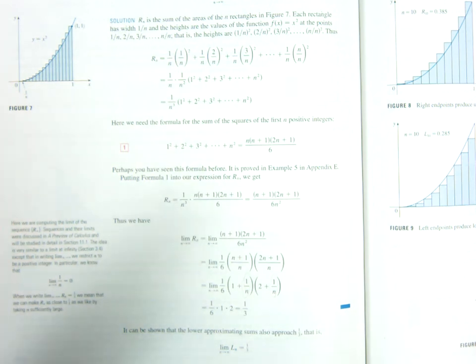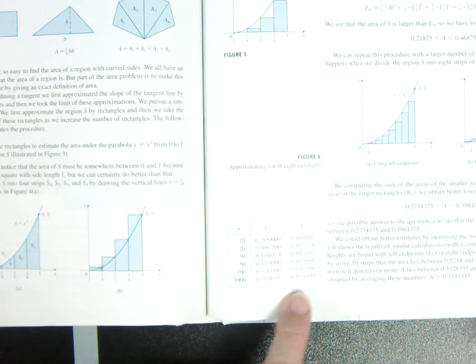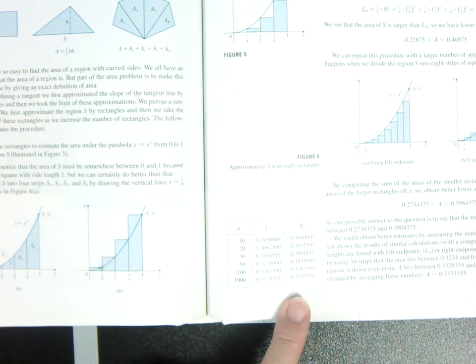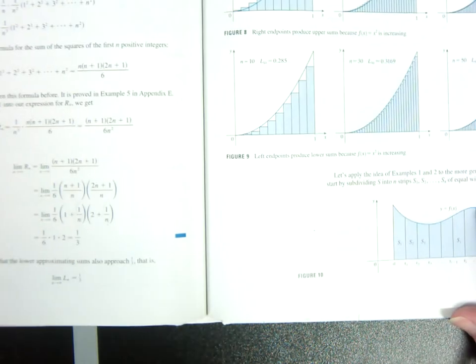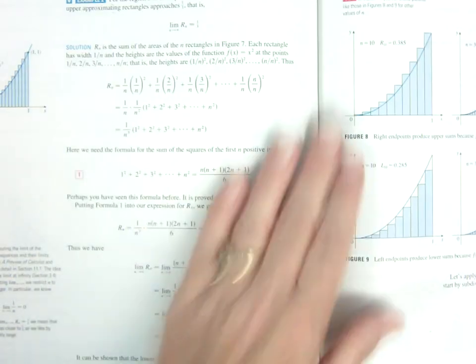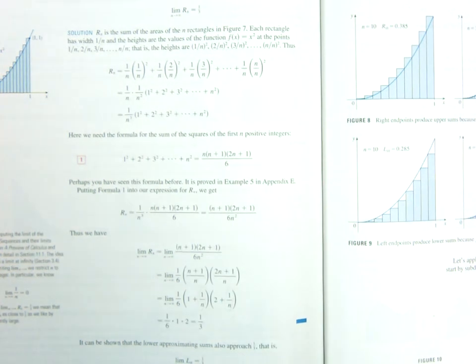Keep in mind, 1/3 is 0.33333. And as I look at my estimates over here at the bottom of the page, when I was going to 1,000, I can see that is what I am approaching, 0.3 repeating. Okay? So, thank goodness we have some shortcuts and we don't have to add up 1,000 rectangles.